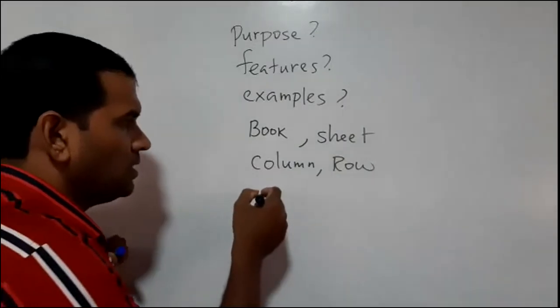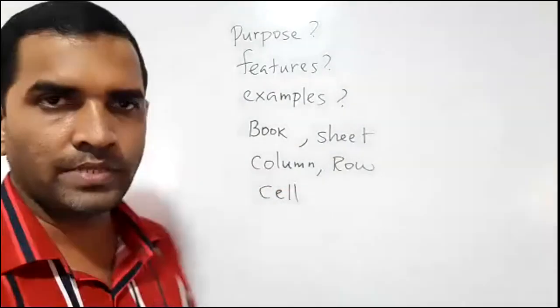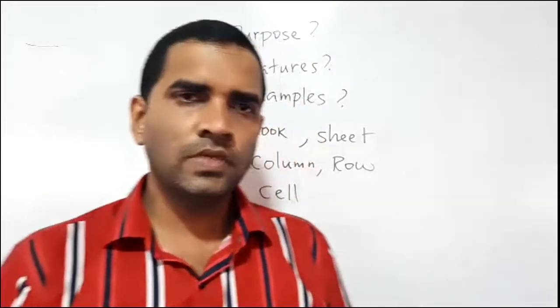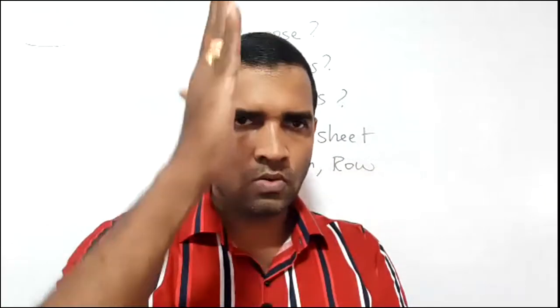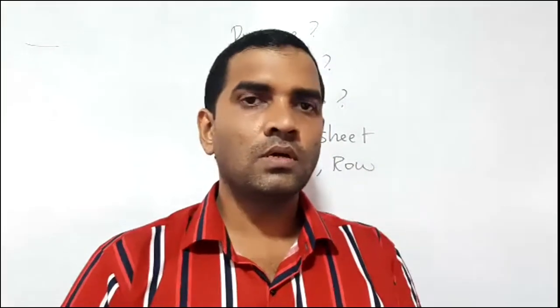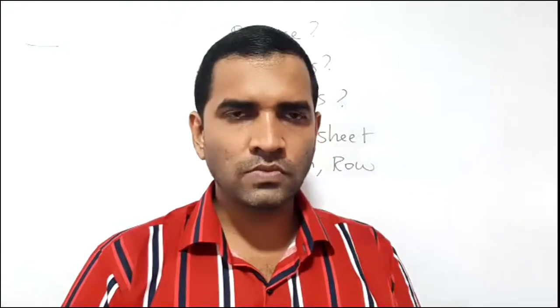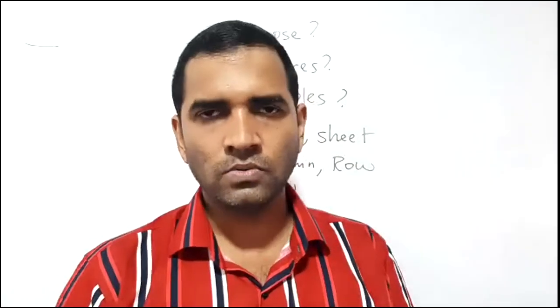Then we should remember the term cell. We should understand the term cell. What is it? A cell is an intersection of a column and a row. When a column and a row meet, a cell is formed. That's why I use the word intersection of a column and a row.